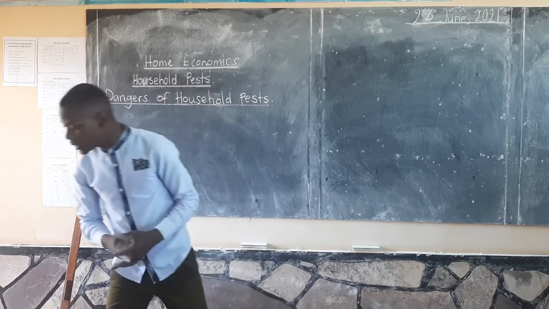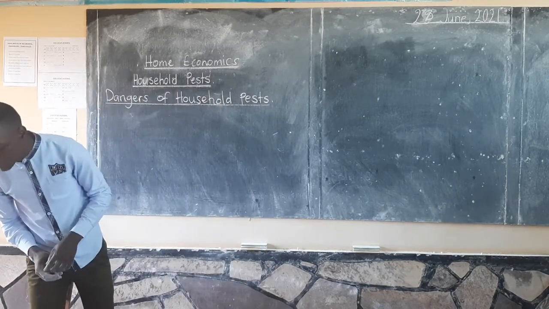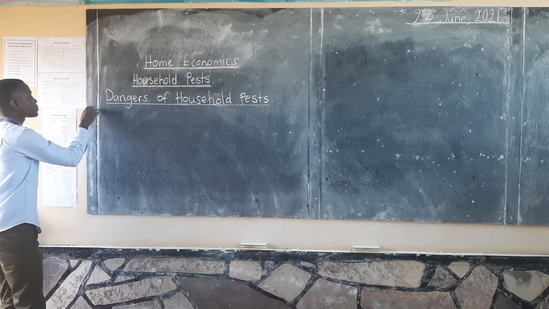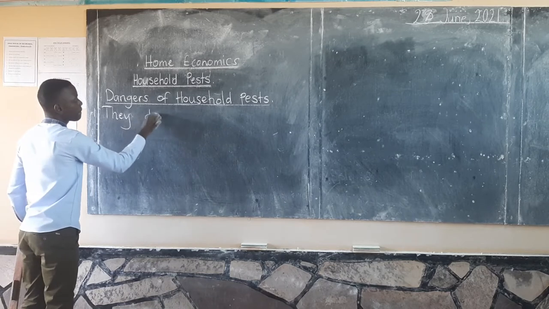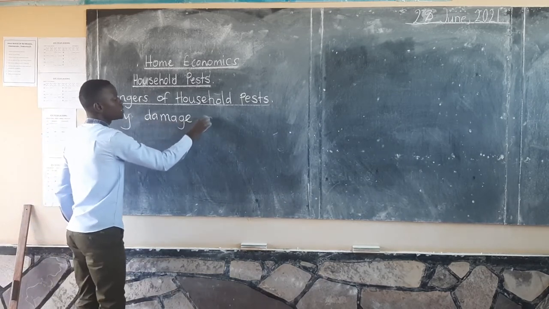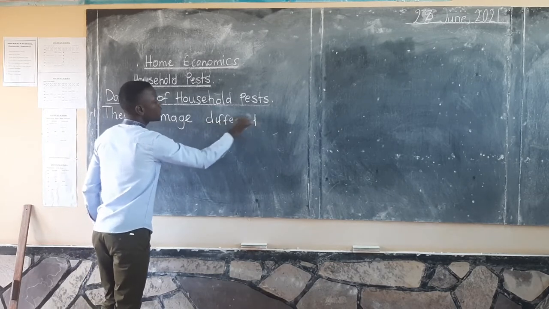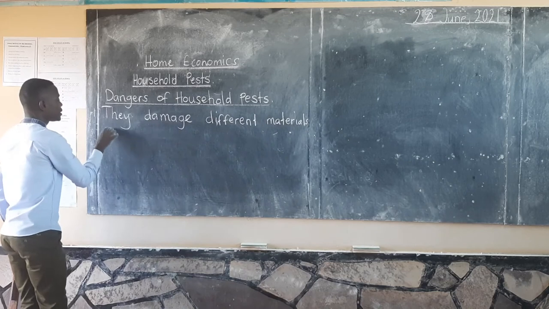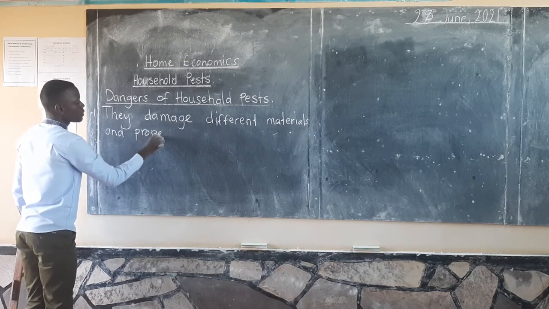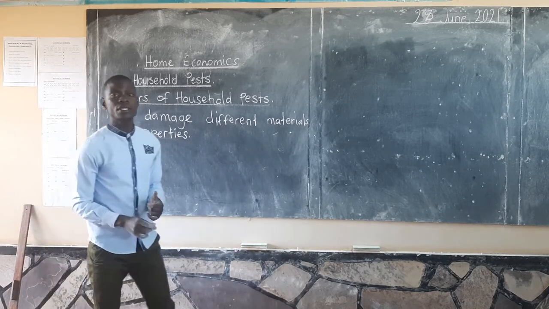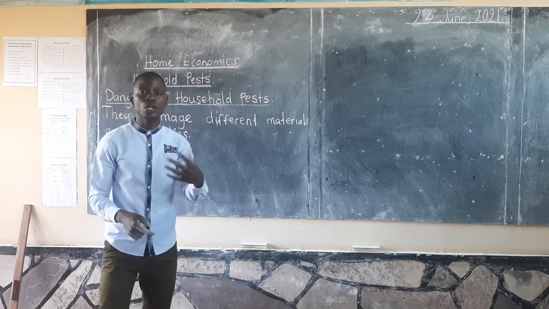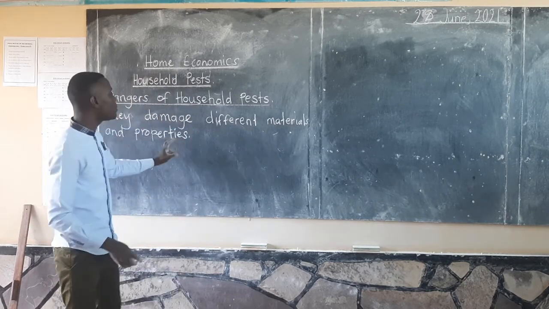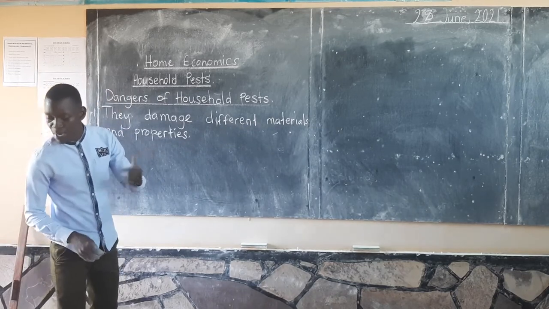So now, under the dangers of household pests, number one, we can say they damage properties and materials. Under materials and properties, we can say they may damage clothes, wood, wall, machines. And examples of household pests that can damage different materials and properties, we have mice and cockroaches.